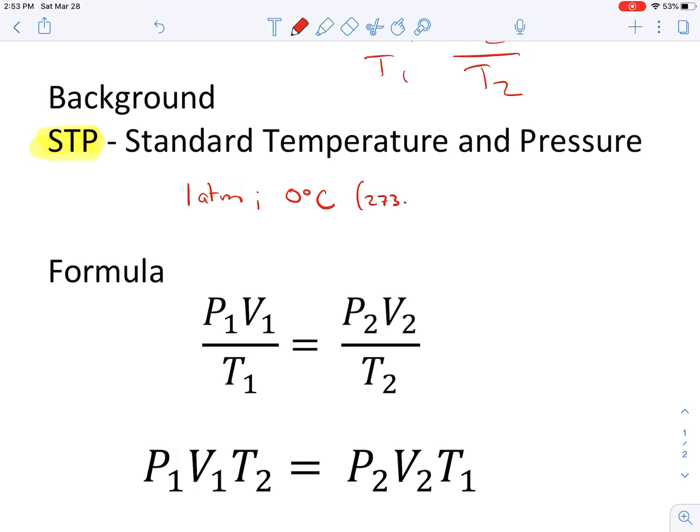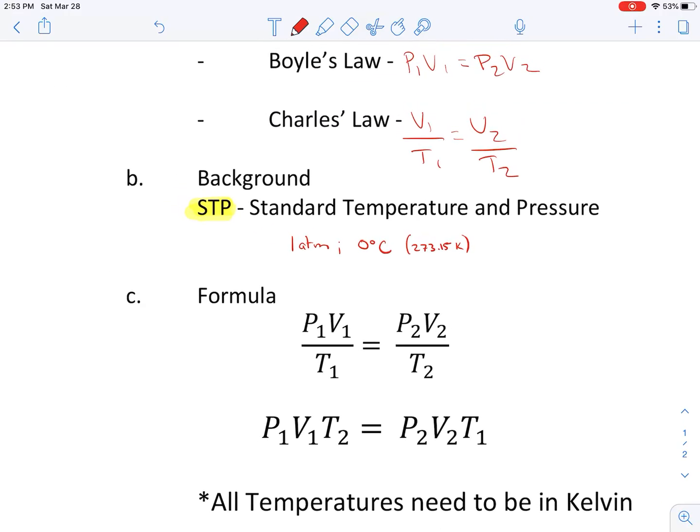This is what we need to know because some of our problems will ask about standard temperature and pressure. So we'll want to star this and remember it for later, because we're going to use it from here until the end of gas laws.